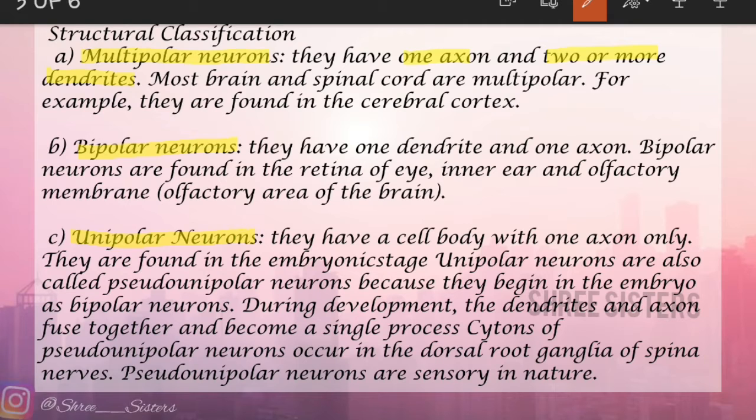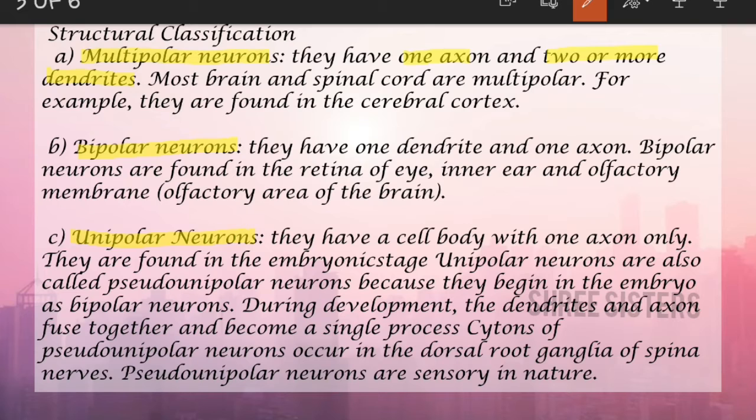For examples, the neurons present in the spinal cord and brain are all multipolar, and they are found in the cerebral cortex. So inside the brain, in the cerebral cortex, they are found. All the brain and the spinal cord neurons are multipolar. In the sense, they have one axon and two, 3, 4, 5, 6 or more dendrites.